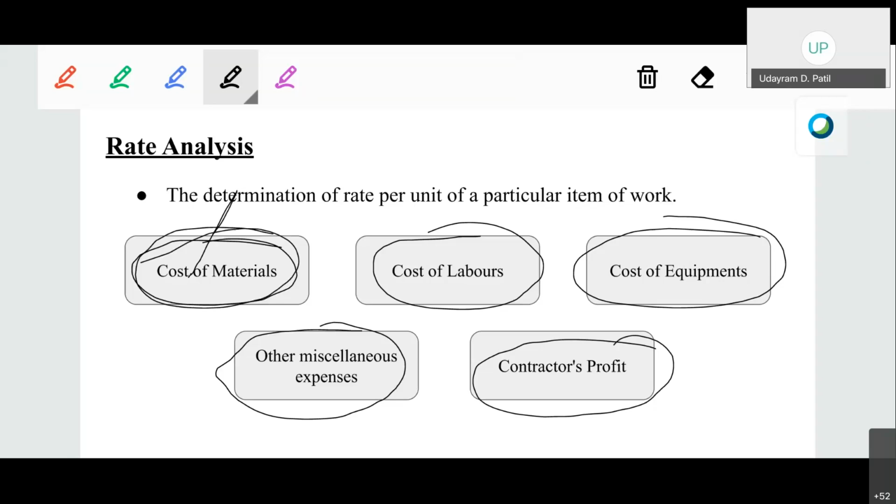Then I am going to find out the labors required for that particular construction. How many labors will I need to complete 10 meter cube of work? This will depend upon the number of days. If I want to construct that particular 10 meter cube of the work in one day, I will require more labors, but the payment for that labor will be only for one day.